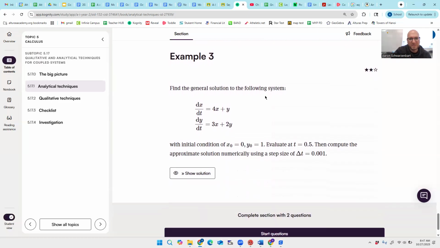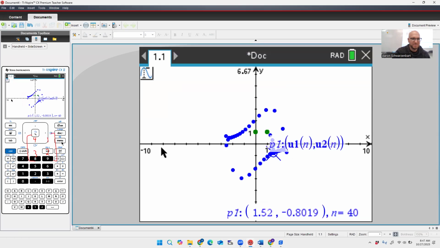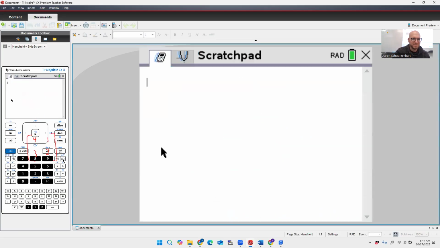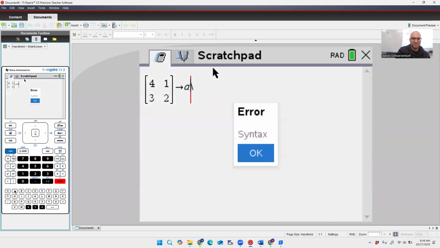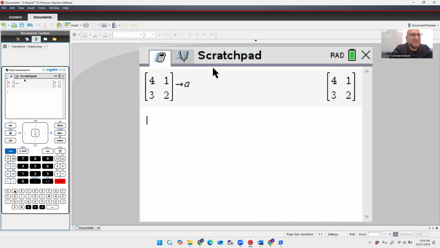So now we've got this. It says find the general solution. Well, what's my matrix? Let's go ahead and find our eigenvalues and eigenvectors on the calculator. I didn't find a good spot to put that. Seemed like a good spot at the time. And I am going to store this in A. Everybody remembers how to do that?